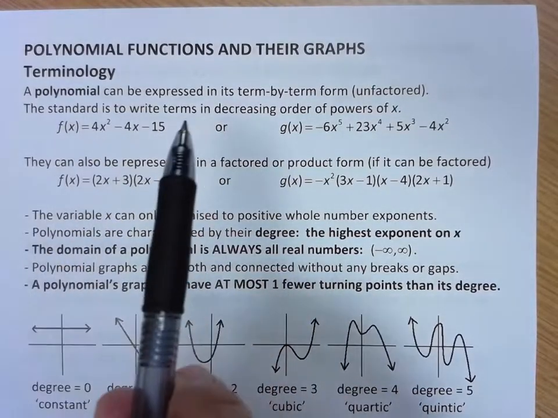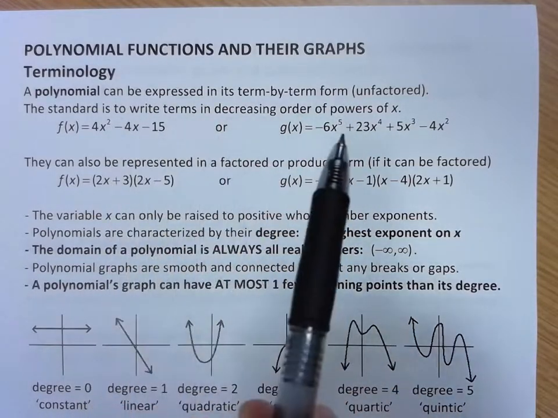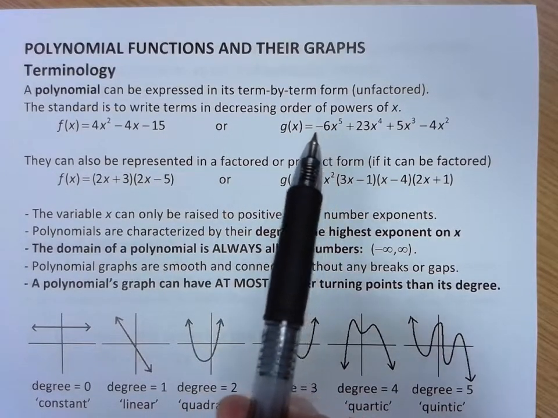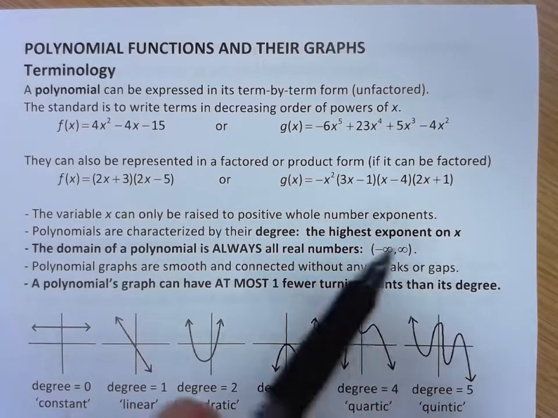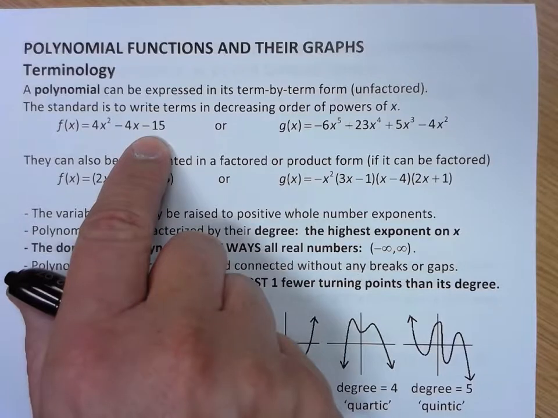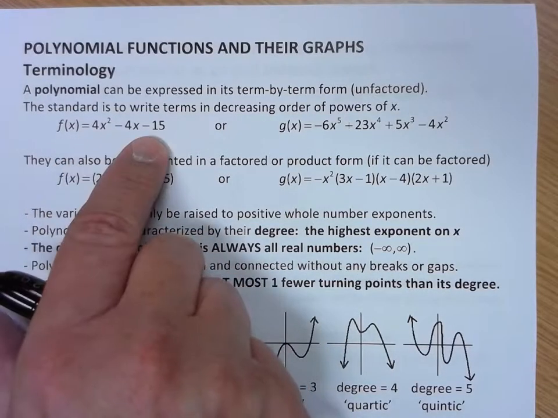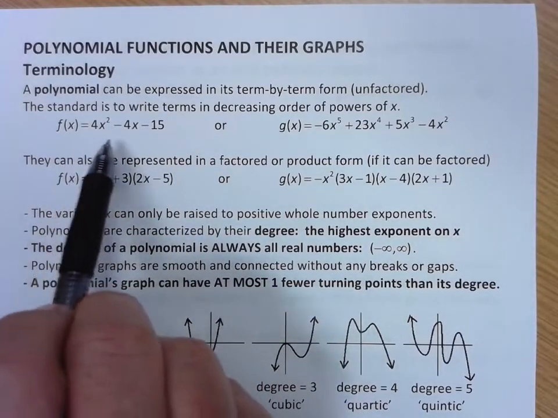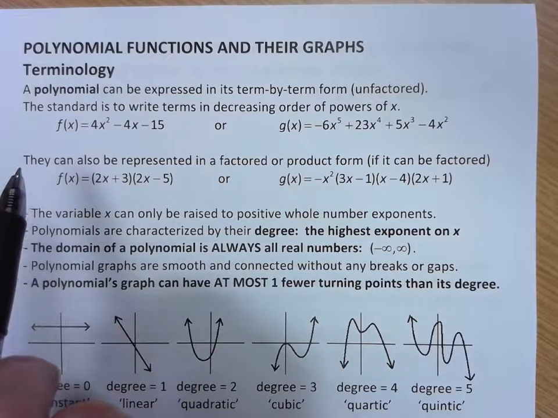A polynomial, you can represent it in term-by-term form. These are examples of some standard form polynomials that are written in terms of their degree and then in decreasing order by the exponents. So here's a polynomial, 4x squared minus 4x minus 15. That's also a quadratic. Anything that's in this form that has powers of x raised to exponents with coefficients involving addition and subtraction, that's what a polynomial calculation is involving.